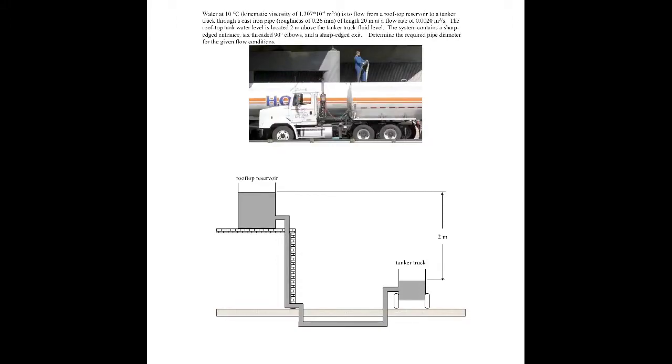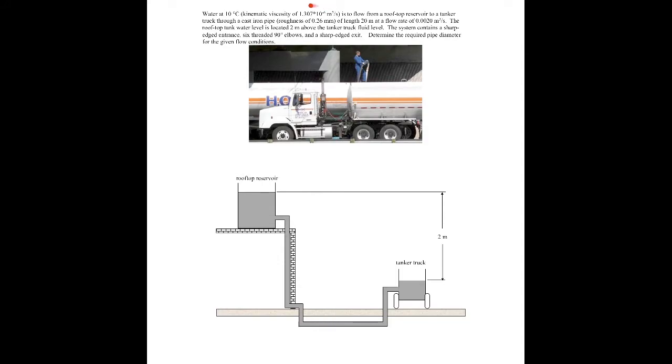In this example, we're asked to find the diameter of a pipe for discharging water from a rooftop tank into a tanker truck. So we have this rooftop reservoir, and there's a pipe that goes down below street level and then comes into a tanker truck. We're told that the elevation difference between those free surfaces is about 2 meters.